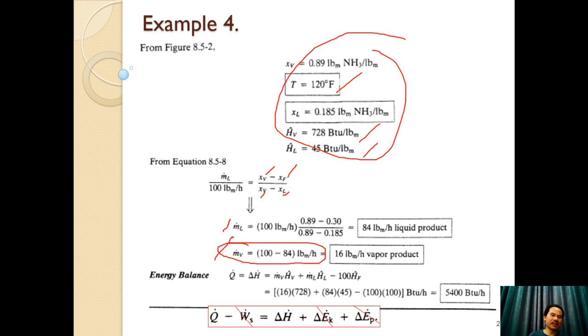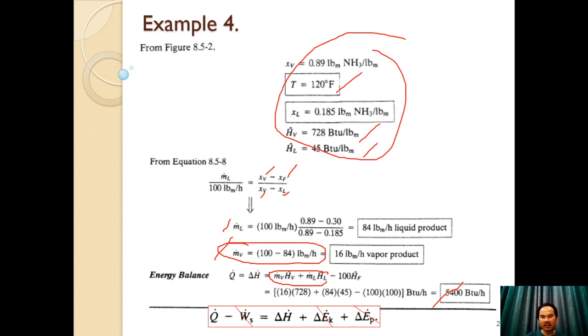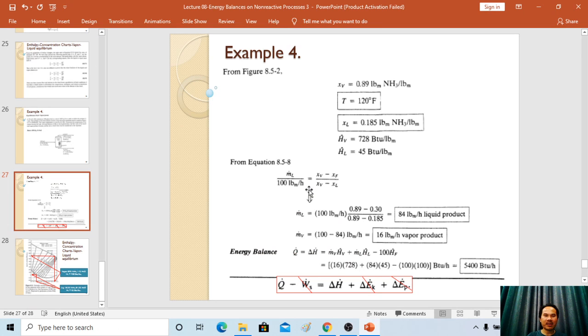And then you make the energy balance. The energy balance for the open system, there is no shaft work, no kinetic energy, no potential energy. That's right. Q equal to delta H. Delta H equal to summation MiHi of output minus summation MiHi of input. We have two outputs. MVSV, MLSL minus 100 SF. You substitute, you get 5,400 BTU. It is for the application of the vapor liquid equilibrium. I will stop here for this energy balance based on non-reactive process.